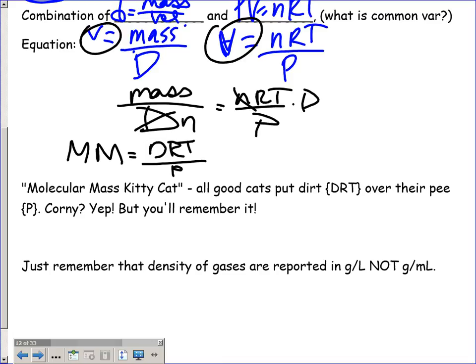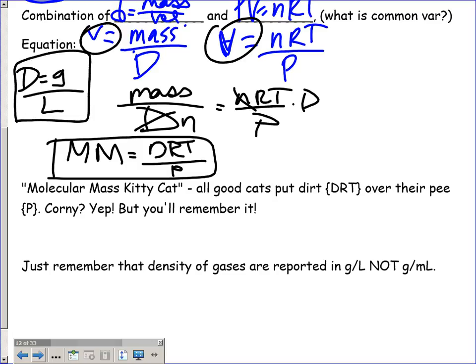Okay, so you need to know this formula. Molar mass is equal to dirt over P. DRT over P. Now, I didn't say this. What does the density of a gas have to be recorded as? Density is always mass per volume, right? What specific units do you think a gas should be? Yes, it actually has to be liters. So density is going to be grams per liter. Only because gases are so spread out. They take up so much space. We generally refer to them as liters, not necessarily milliliters.